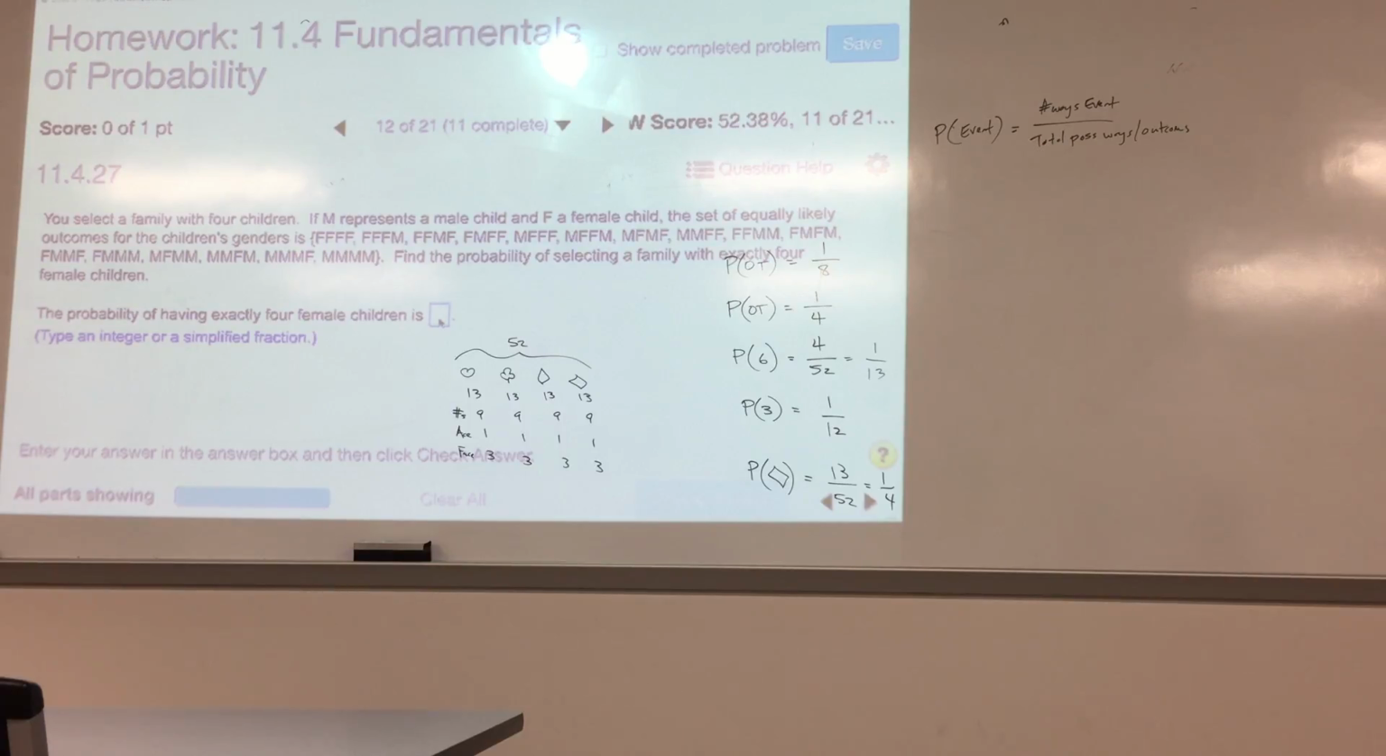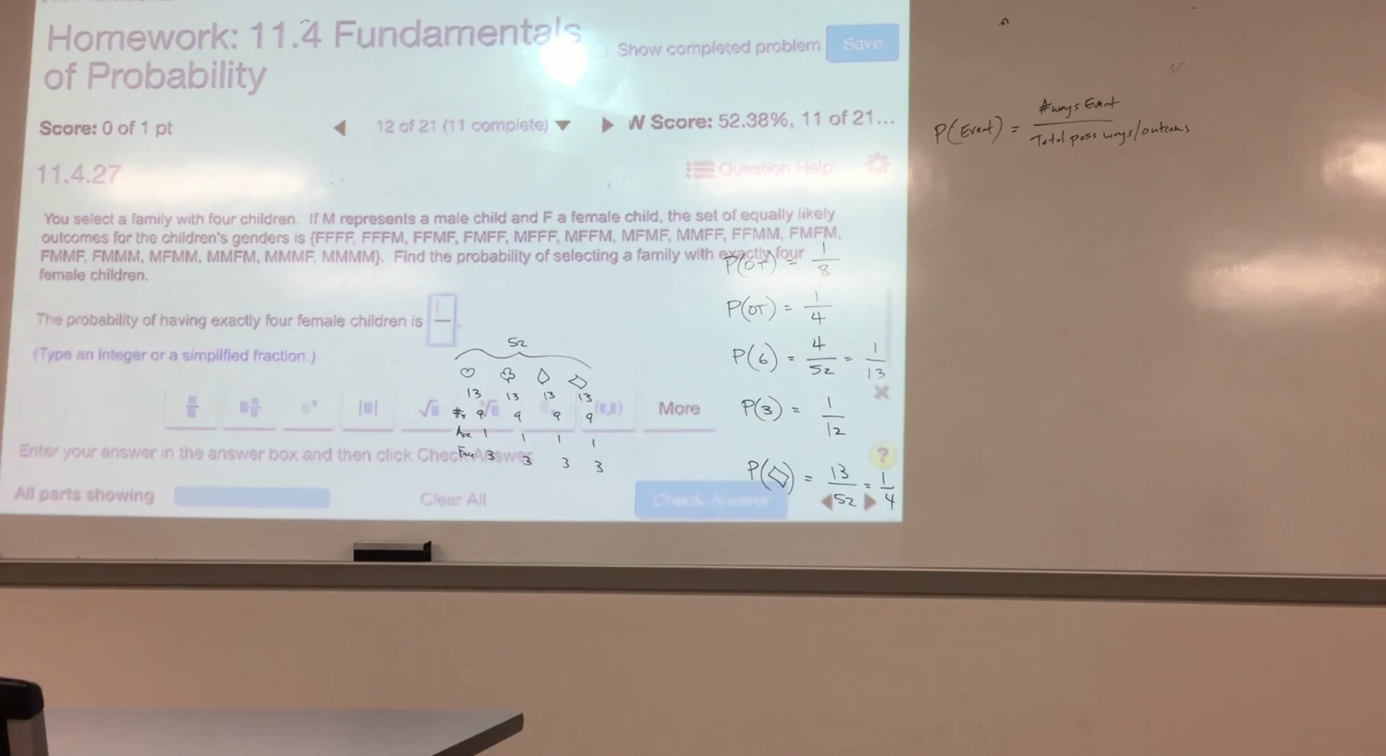16, I think. Okay, let's double check that. 1, 2, 3, 4, 5, 6, 7, 8, 9, 10, 11, 12, 13, 14, 15, 16. So immediately, your answer should have 16 as the denominator, okay? Now, let's go figure out what kind of event they're looking for.